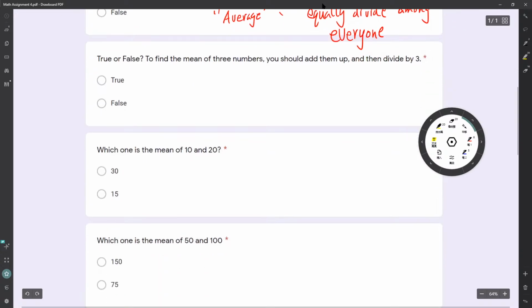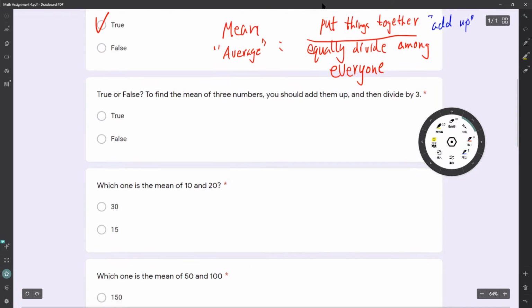True or false? To find the mean of three numbers, you should add them up and then divide by 3. So I think you can see from the previous question, if we have three things, we put the three things together and then divide by 3. It's all depending on how many numbers you have. Like if you have 3 friends, then you equally divide among 3 friends. If you have 5 friends, you equally divide among 5 friends. If you have 10 friends, then you equally divide by 10. So if you have 3 numbers, add them up and then divide by 3. That will give you the mean or average.